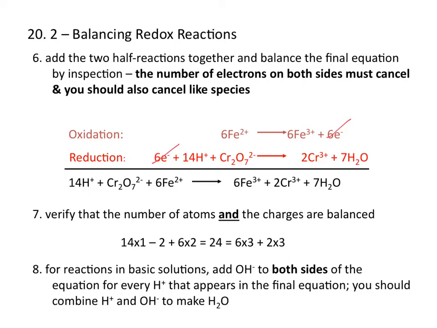So what we do then is we bring each of the things that are remaining down, for both your reactants and product side. After we've done that, we need to verify that the number of atoms and the charges are sufficiently balanced. So if we look at this, we have our charges that we're going to look at. So 14 times 1, that's coming from our H+.